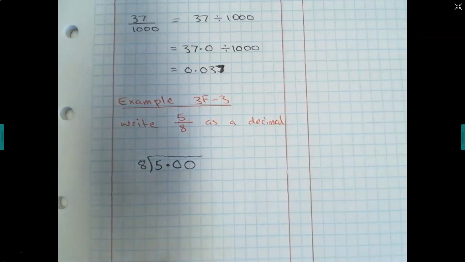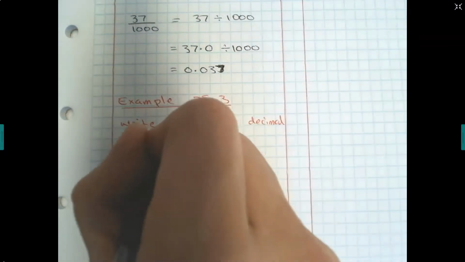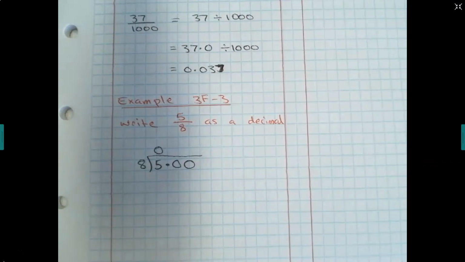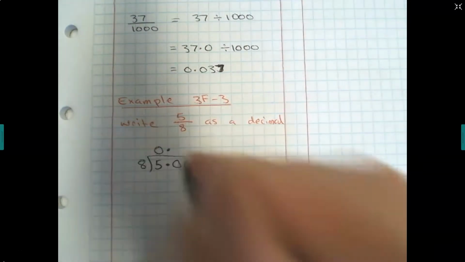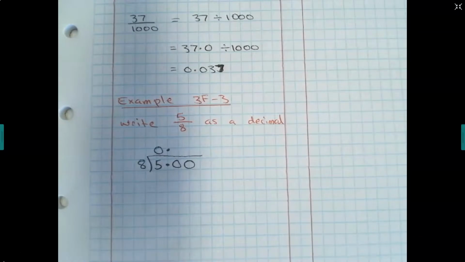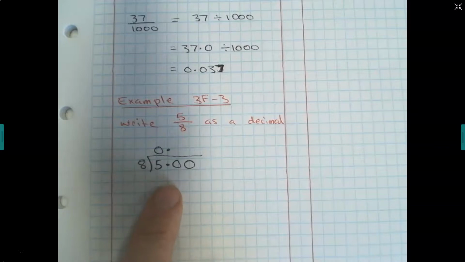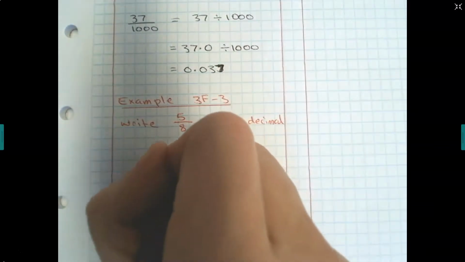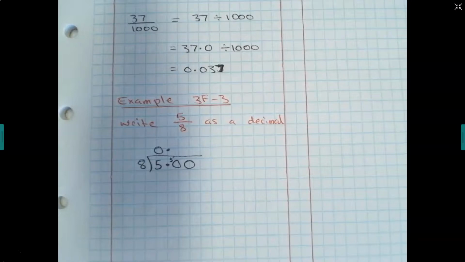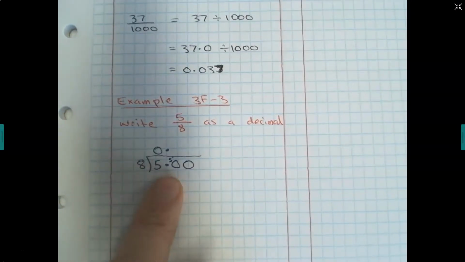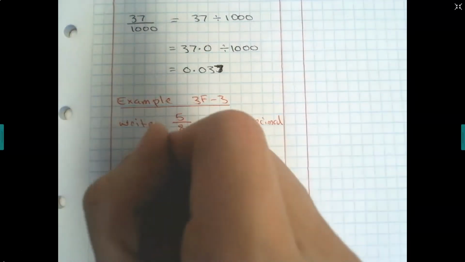Alright, so we start off by saying, does 8 fit into 5? No, so we have to put a 0. Then the decimal place will line up with the decimal place. Now remember, 8 didn't go into the 5. We can't just neglect the 5. So now we're seeing if 8 will go into 50. Alright, so 8 fits into 50 6 times because 8 times 6 is 48. So it goes in 6 times.